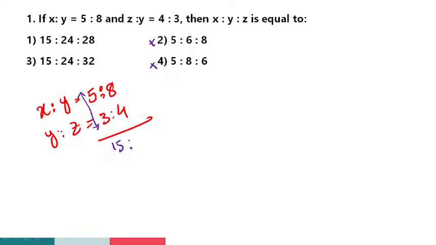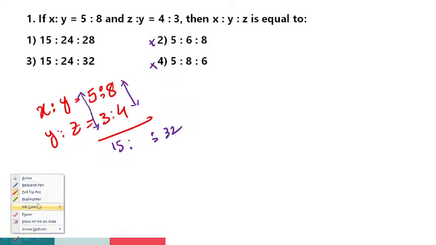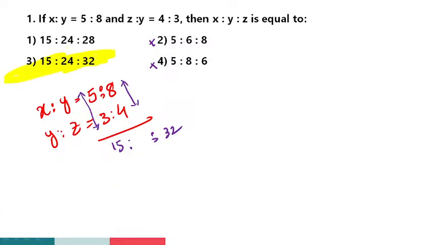So that's why option 2 and option 4 are eliminated. Okay? Right. If you want to find out the z value, multiply the right hand side number. 8 4s are 32. Go through option verification. Only in option 3 is there 32. That's why option 3 is the right answer, guys.